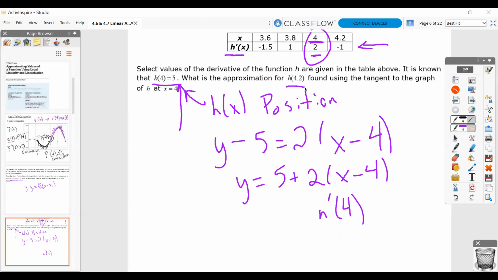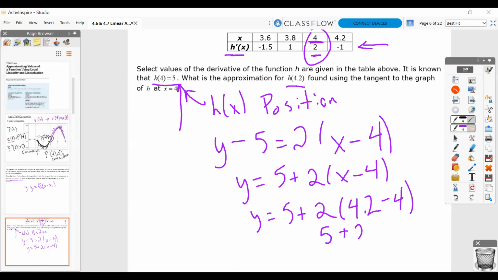And we're trying to figure out the approximation of h of 4.2. So all we're going to do here is plug in 4.2. And we say, okay, y equals 5 plus 2 times 4.2 minus 4. And that gives us 5 plus 2 times 0.2, or 5.4. And so this tells us that h of 4.2 is approximately 5.4.